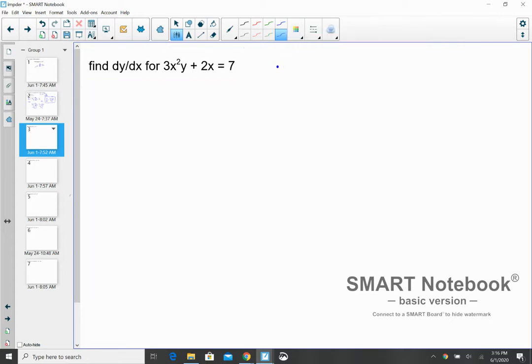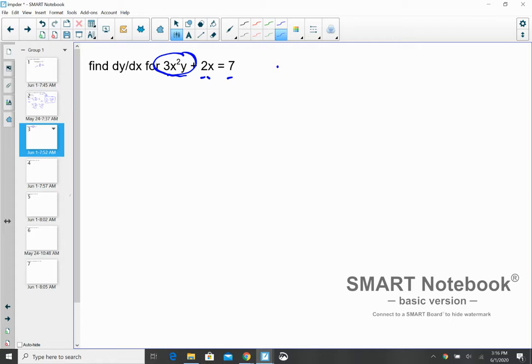Find dy dx if you have 3x squared y plus 2x equals 7. So let's look at those bits. Oh man, look at this first bit. I believe we call that the product rule. Dun, dun, dun. All right, you could be annoyed. That's fine, but we have to do it.